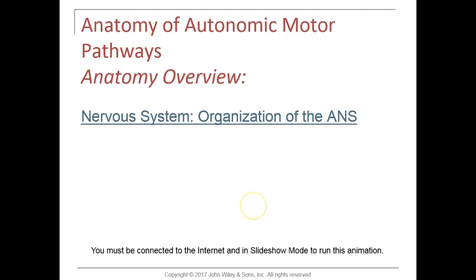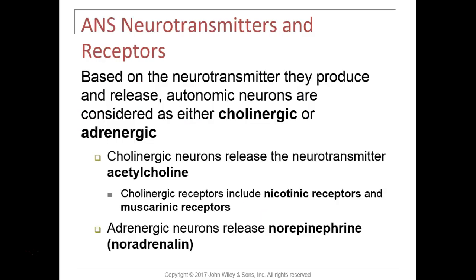All right, so please review this animation. It's just the organization and overview of the nervous system and really the autonomic nervous system that we're talking about. Now, we have to start getting into the physiology part of the autonomic nervous system, which is going to involve knowing what types of neurotransmitters are being released by which neurons and which types of neurotransmitter receptors are going to bind to those neurotransmitters.